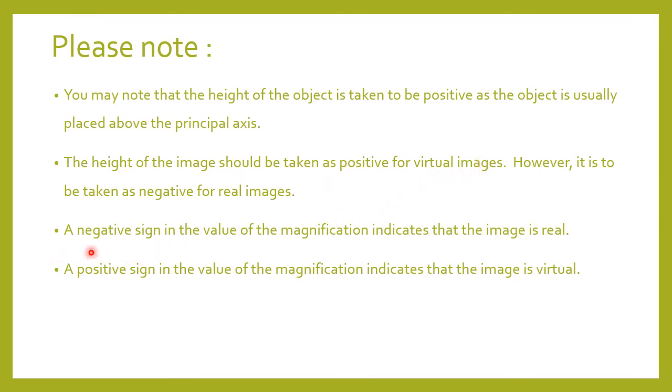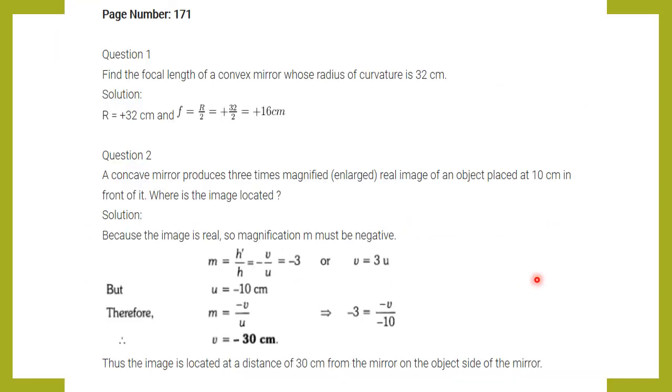A negative sign in the value of magnification indicates that the image is real. In the magnification formula, if you get a negative sign, that means the image is real, and a positive sign in the value of magnification indicates that the image is virtual. If you get a positive magnification, it means the image is virtual. Now, at the end of this, there are some questions on page number 171.